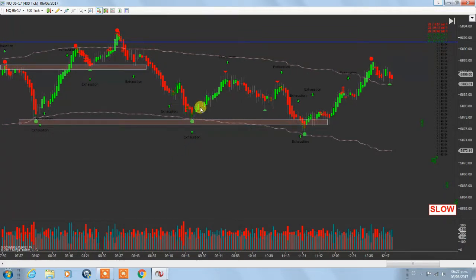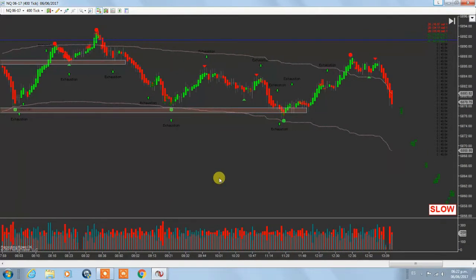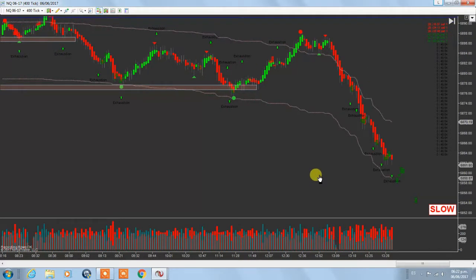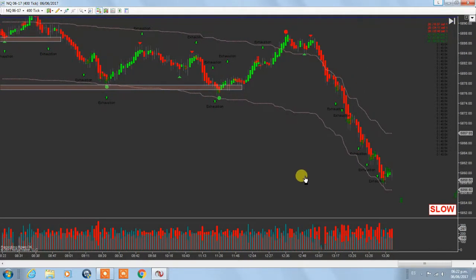As you can see over here, here is the example. Here is the exhaustion, the bullish divergence. Yeah, 20, 25 ticks over here. So that's what I'm telling you. You need to trade what you see, not what you think. Because if you think you're the owner of the market, you're not the owner. You need to trade what you see.